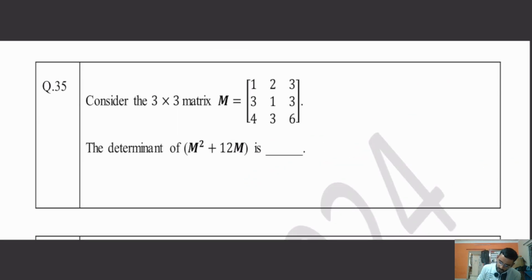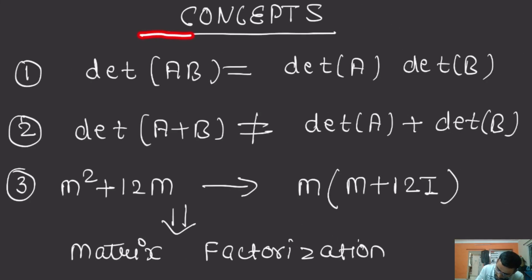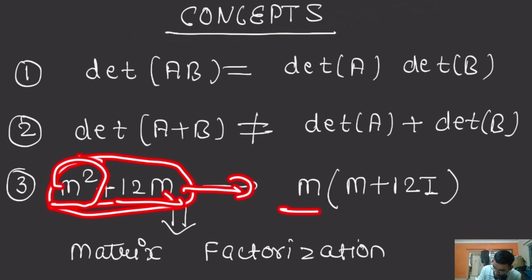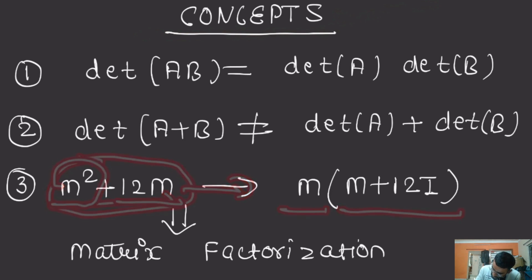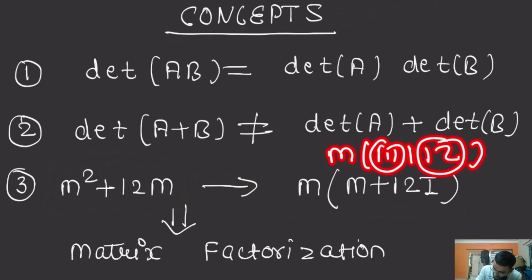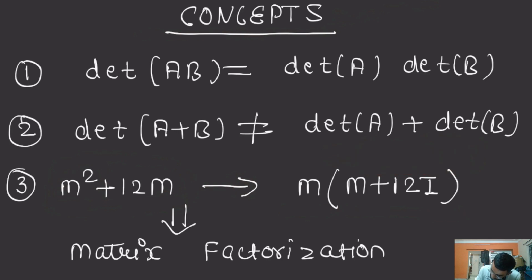Okay, now let's move on to the core concepts that are involved behind the problem. So the core concept is matrix factorization. We have this M square plus 12M, which can be factorized as M into (M plus 12I). This can't be written as M into (M plus 12). Why? Because this is a scalar and this is a matrix. We can't add a matrix with a scalar quantity. We need to make this scalar into a matrix so that we can add this.